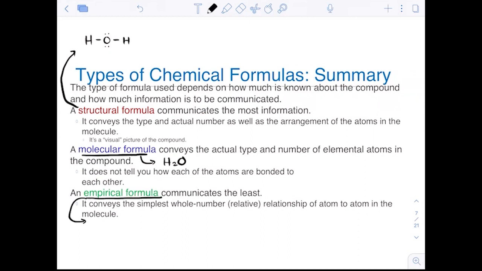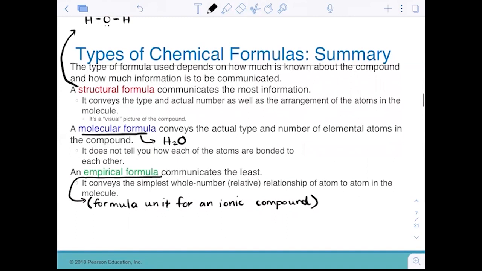This is going to convey the simplest whole number ratio of the atoms. So molecular is the actual number. Empirical is the relative number of atoms for a covalent compound. You can also do an empirical formula for an ionic compound, but let's face it, the empirical is the same thing as a formula unit for an ionic compound. Where we see a big difference with molecular formulas and empirical formulas are things like covalent compounds.